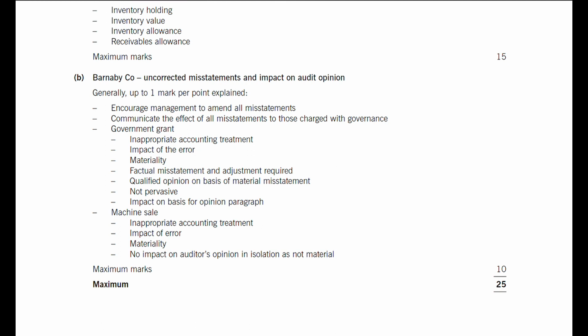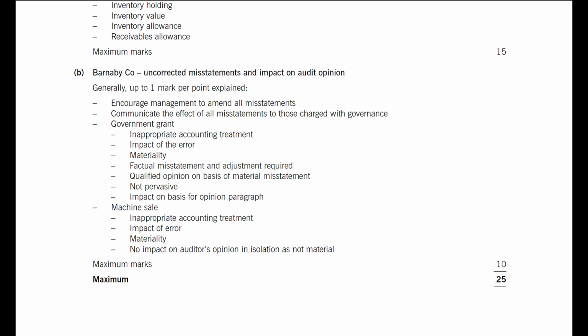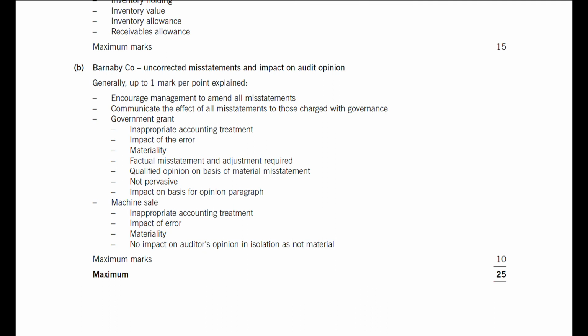Encourage management to amend all misstatements, communicate the effect of all misstatements to those charged with governance in the appropriate accounting period, impact of the error, materiality, factual misstatement, and judgment required. Qualified opinion on the basis of material misstatement not pervasive, impact on the basis for opinion. Paragraph: machine sales, inappropriate accounting treatment, impact of error. Materiality, no impact on the auditor's opinion in isolation as not material.